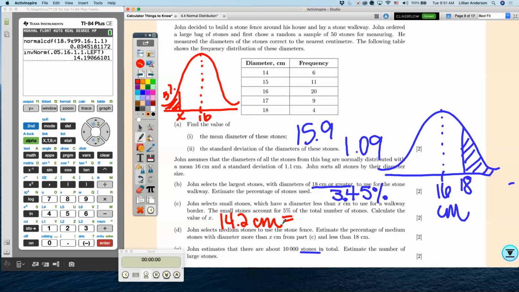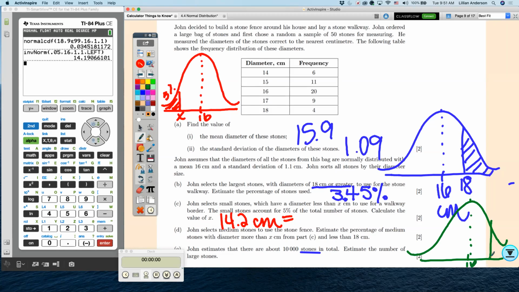The next part, John selects medium stones to use for the fence. Large stones are bigger than 18, small stones are less than 14.2, what we just found. So medium stones is everything that's what? In between. Red is small, blue is large, so green is going to be medium. That's everything in between.